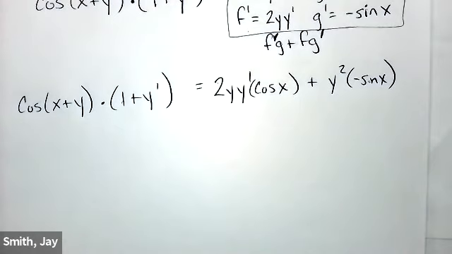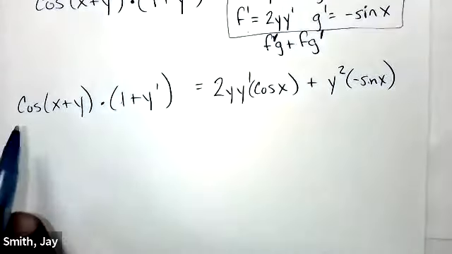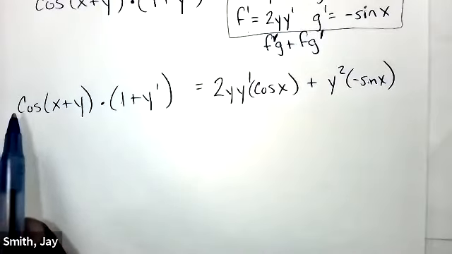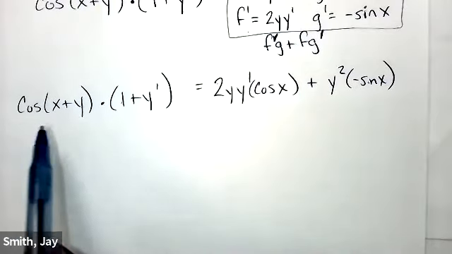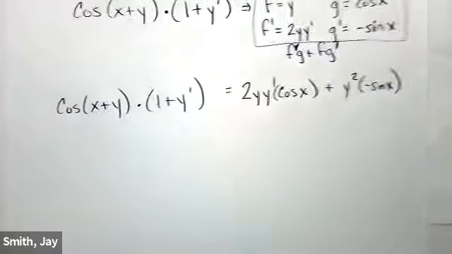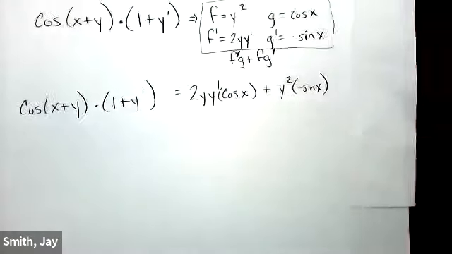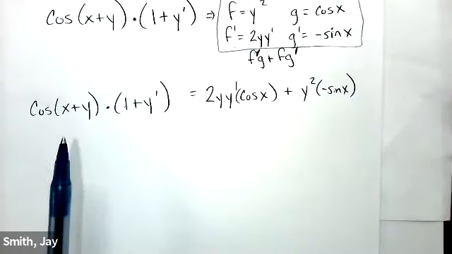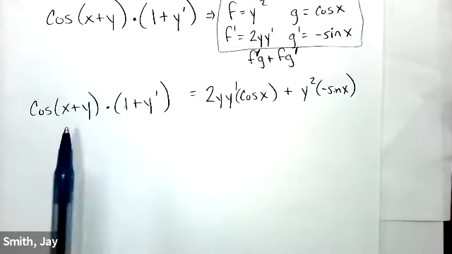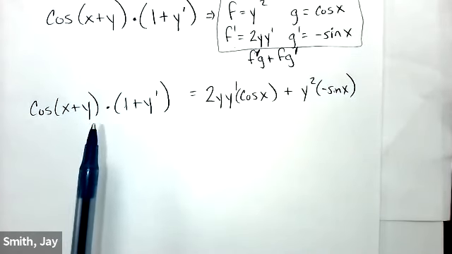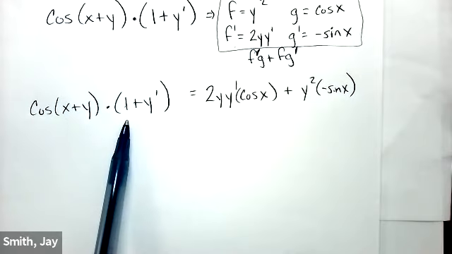All right, so now we can start simplifying. We've already taken the derivative with respect to x on both sides, applying both the chain and product rules appropriately. The most common mistake that I see from here on out, or at least in previous classes, should I say, is that when people see cosine of x plus y times 1 plus y prime, they have a tendency to think of this as two binomials being multiplied, or they want to FOIL it out because they see parentheses and parentheses.